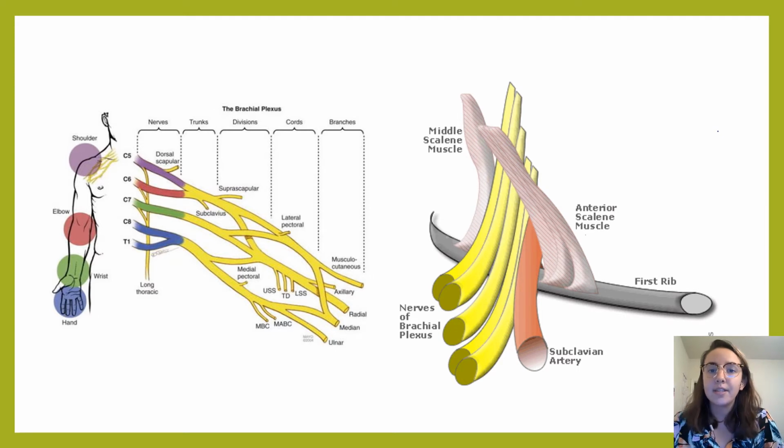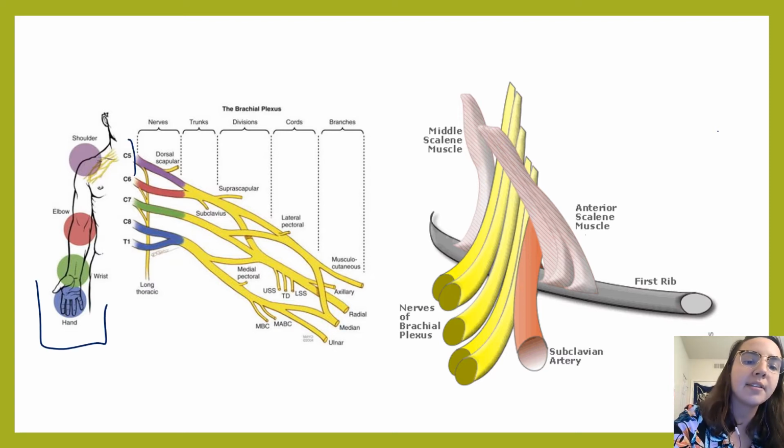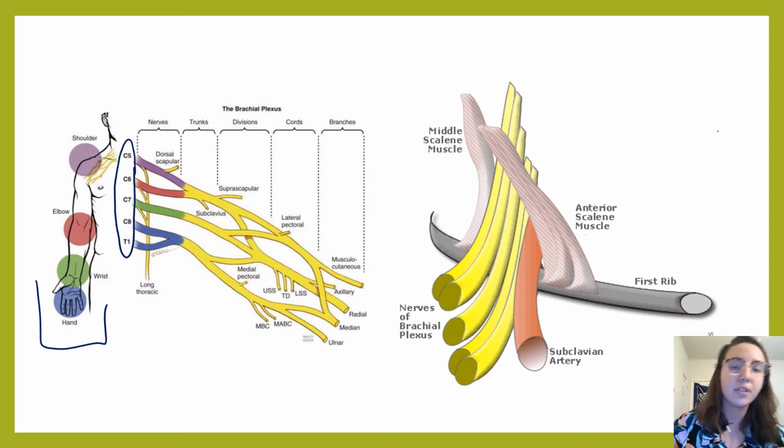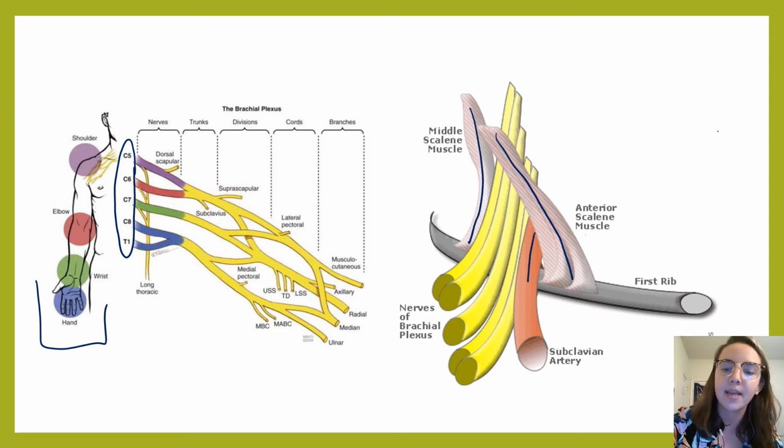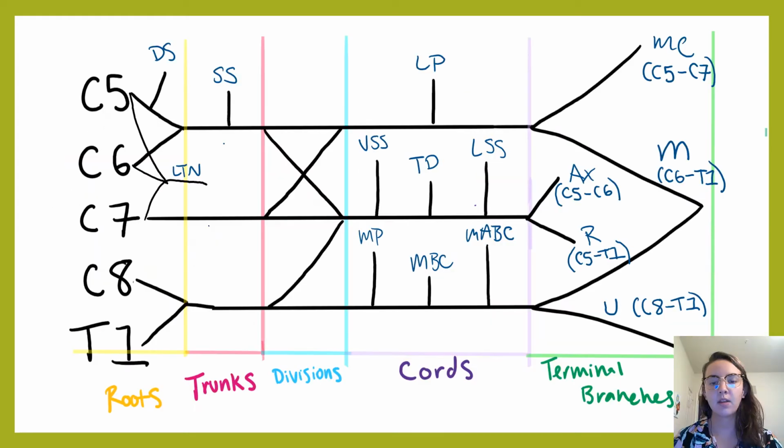So the brachial plexus is a complex network of nerves that supplies motor, sensory, and sympathetic innervation to the upper limb. It's derived from the anterior rami of C5 through T1, and this forms the roots of the plexus that travel between the anterior scalene and the middle scalene, coursing along the same path as the subclavian artery. So as you can see, the brachial plexus has a bunch of different sections, and we'll go through each of them individually as well as the branches that they give off.